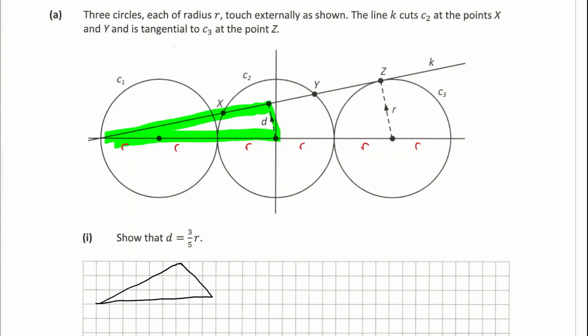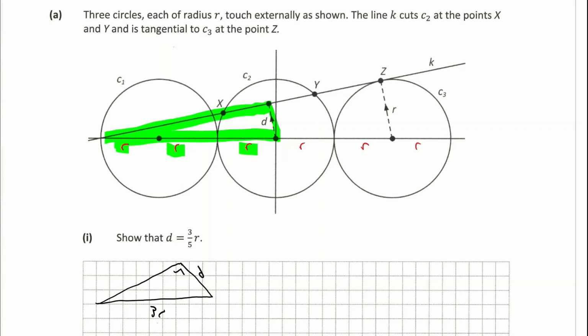The length of the base is going to be 3 radii, isn't it? 1, 2, 3. So I have 3r. I have a 90 degree here, as we said, because it's coming up to the chord. And then this side is known as d.